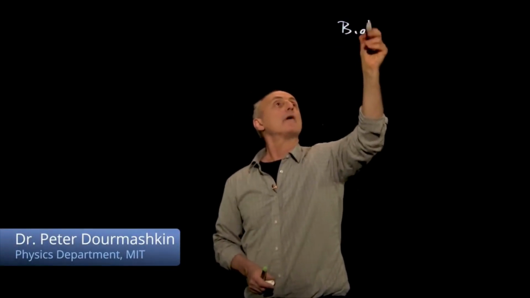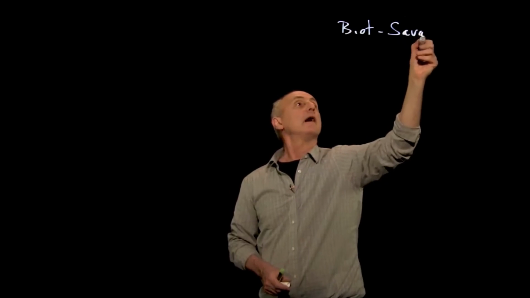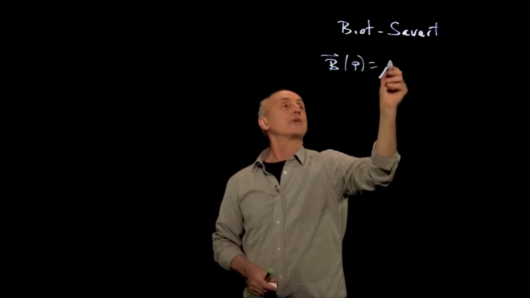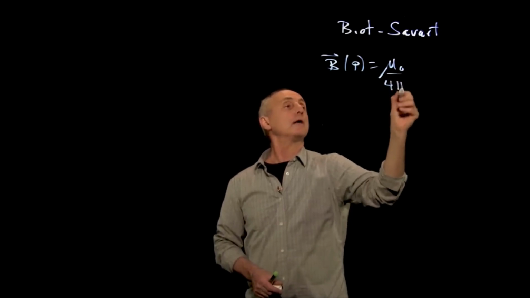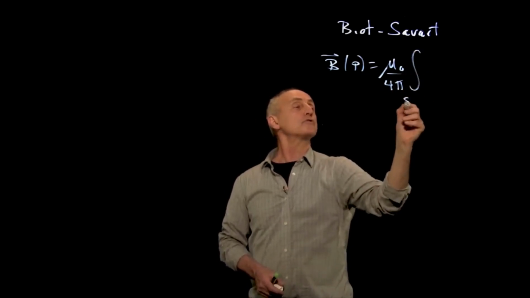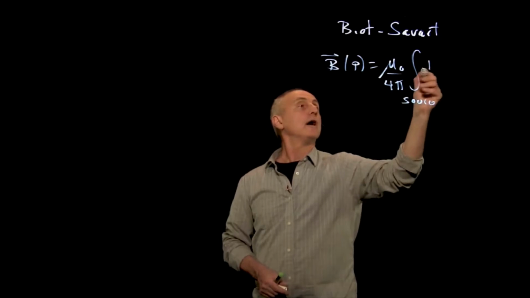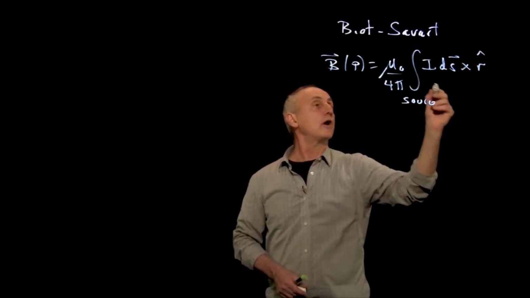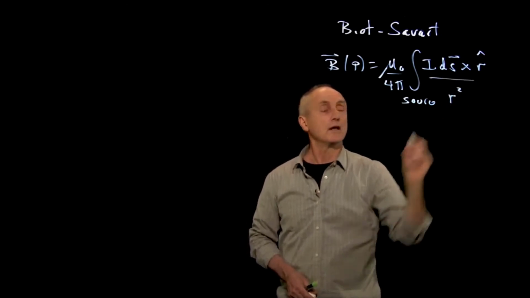So we define the Biot-Savart law abstractly as the B field at some point equals a constant mu naught over 4 pi times the integral over the source of I ds cross some unit vector r hat over r squared.